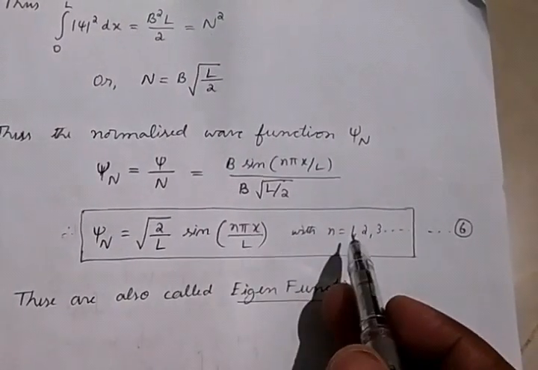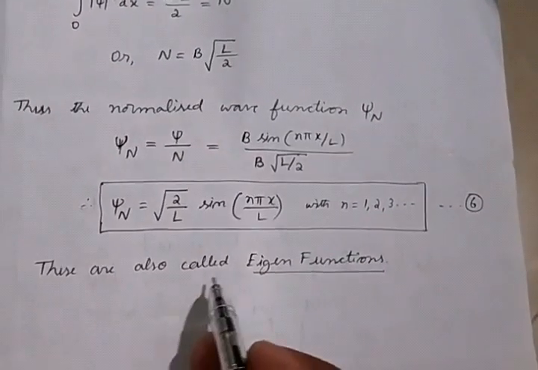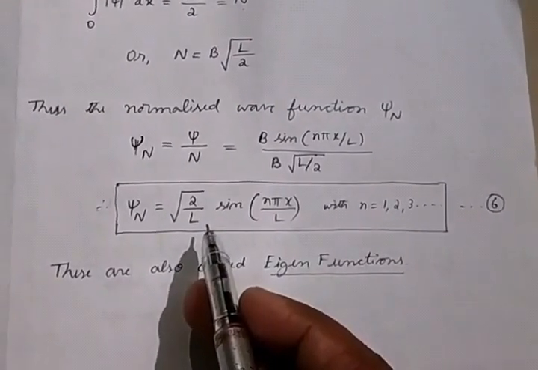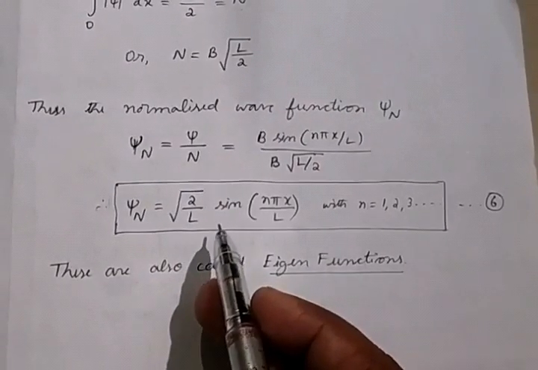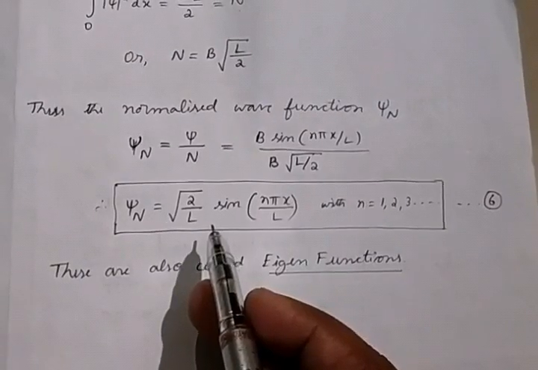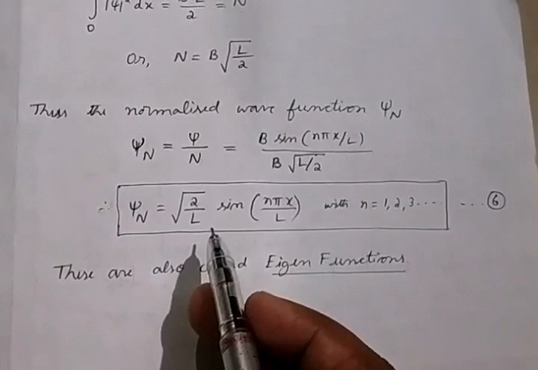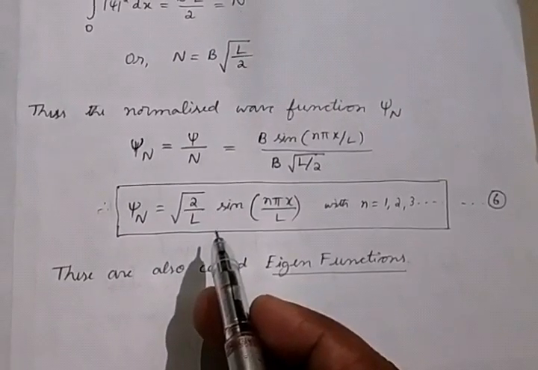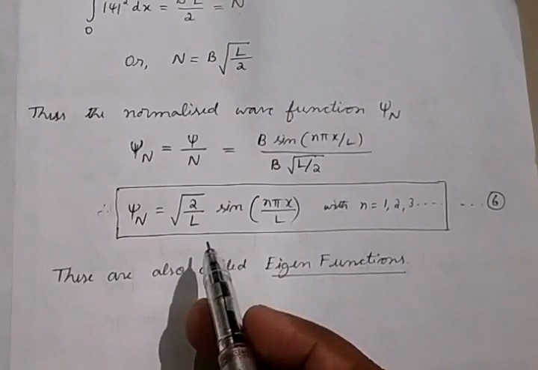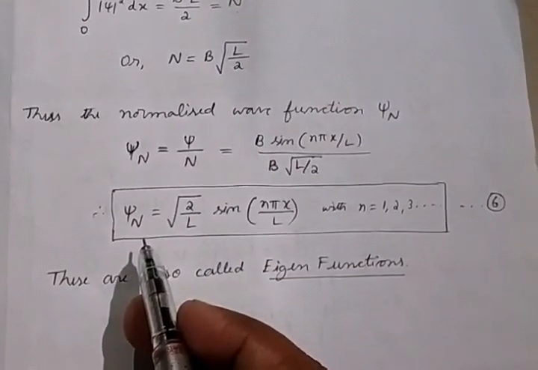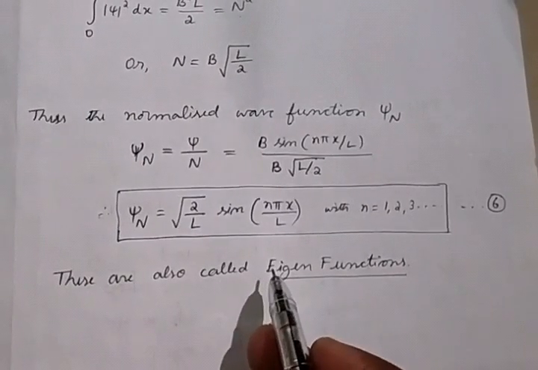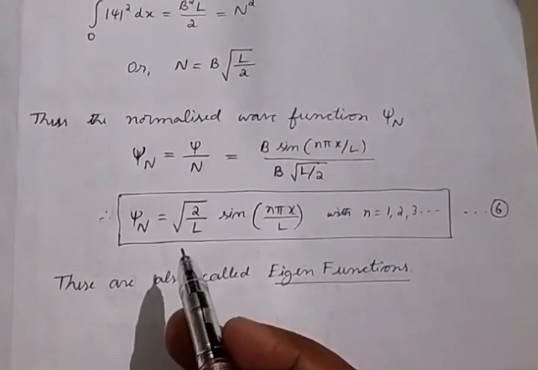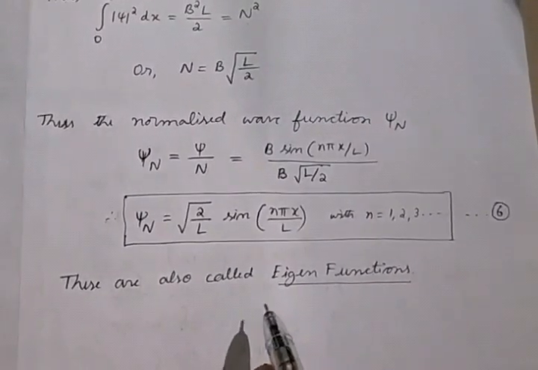The values of n start from 1, 2, 3, and so on. These are also called the Eigen functions. So this is the normalized wave function, which is now ready to give us information about the particle in the given potential well. The information we can extract from this includes its energy values, the probability functions, and where the maximum chance of finding the particle is in the given potential well. All this information can be obtained from the normalized wave function or the Eigen function. When we apply the operators on this wave function, we are able to extract information, and that information is called the Eigen values.